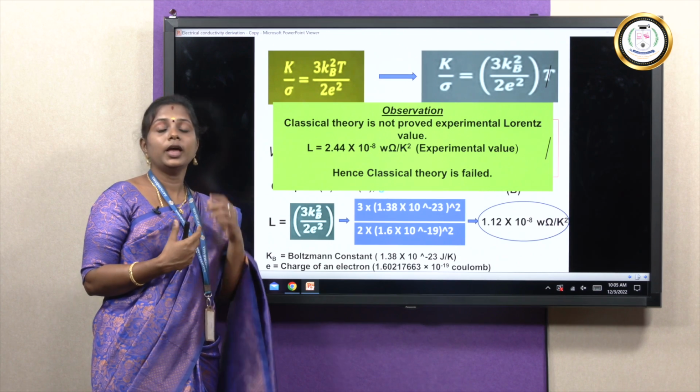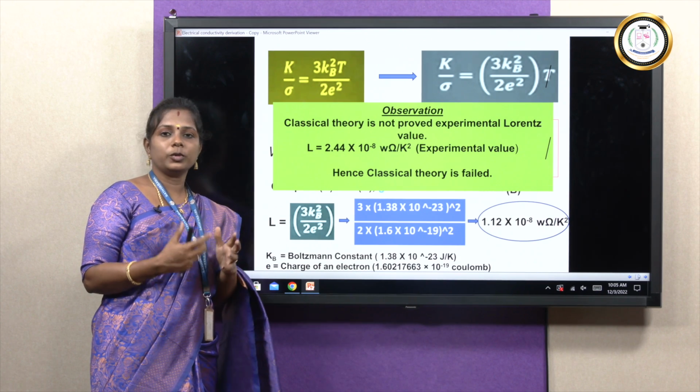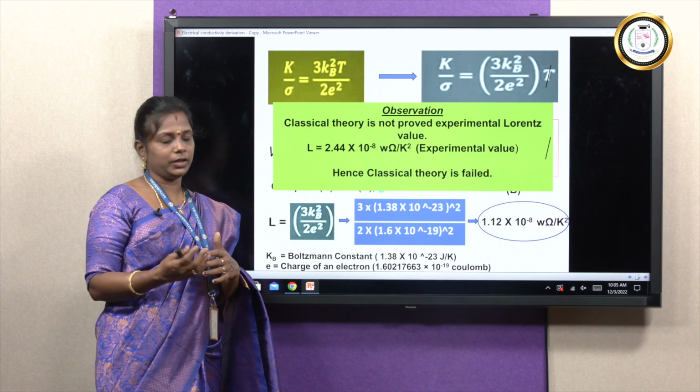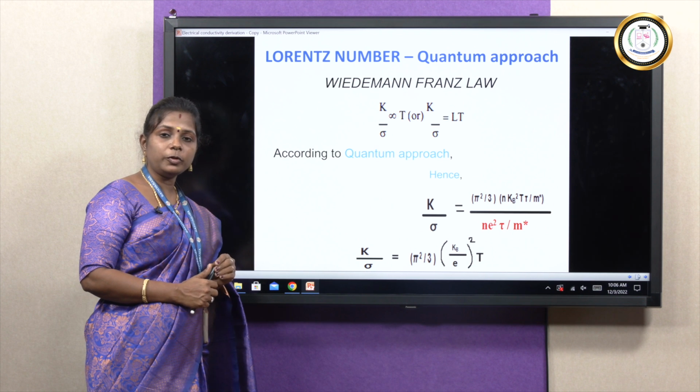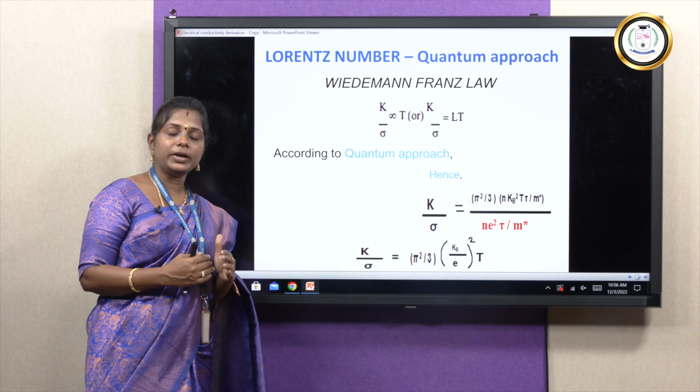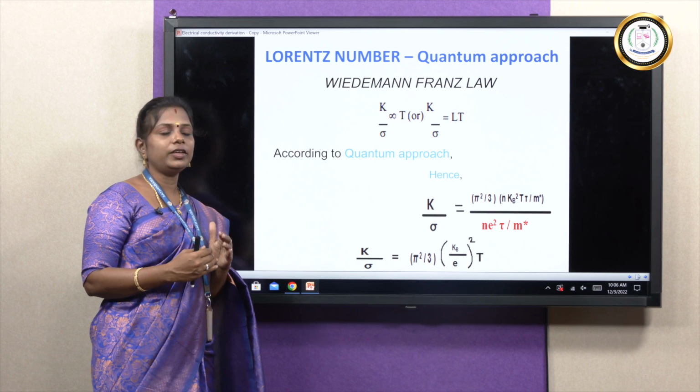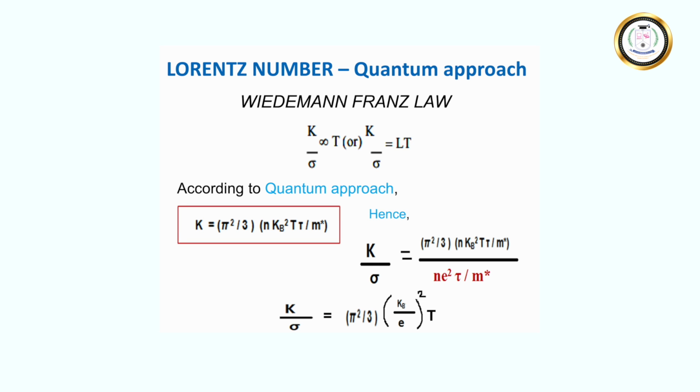Then how can I get the experimental value of the Lorentz number? So we have chosen quantum theory. By using the quantum approach, we already derived the expressions for K and sigma. As we discussed in the Wiedemann Franz law, K by sigma is equal to L into T. According to the quantum approach, the expressions are: K is pi square by 3 into n kb square T into tau by m star, and sigma is Ne square tau by m star.